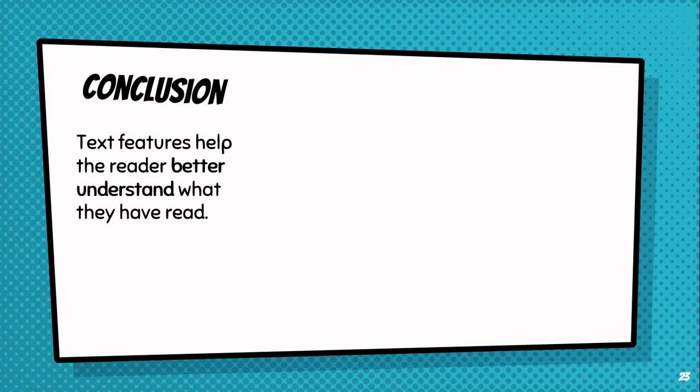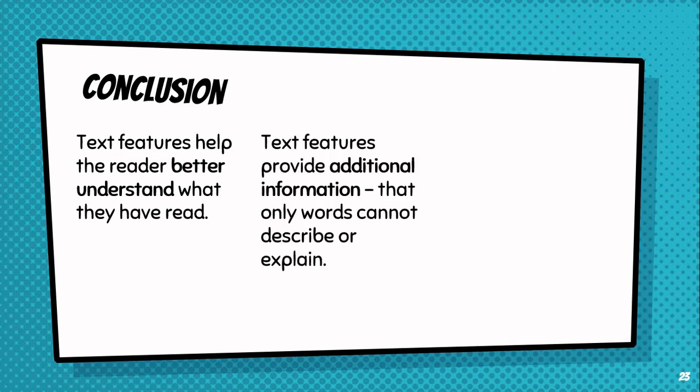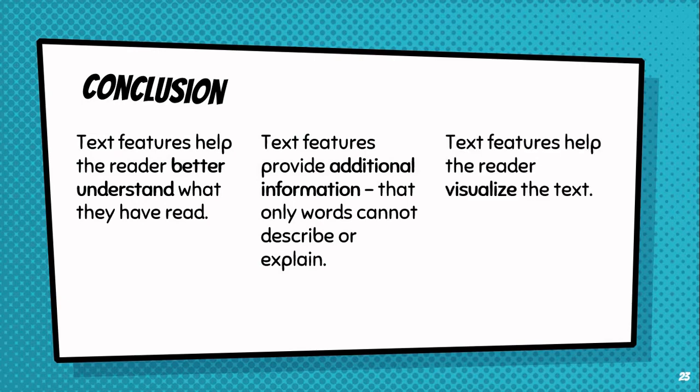As a conclusion, with regard to the organizational features we have seen so far, text features help the reader better understand what they have read. Secondly, they provide additional information that words alone cannot describe or explain. And lastly, text features help the reader visualize the text easily.